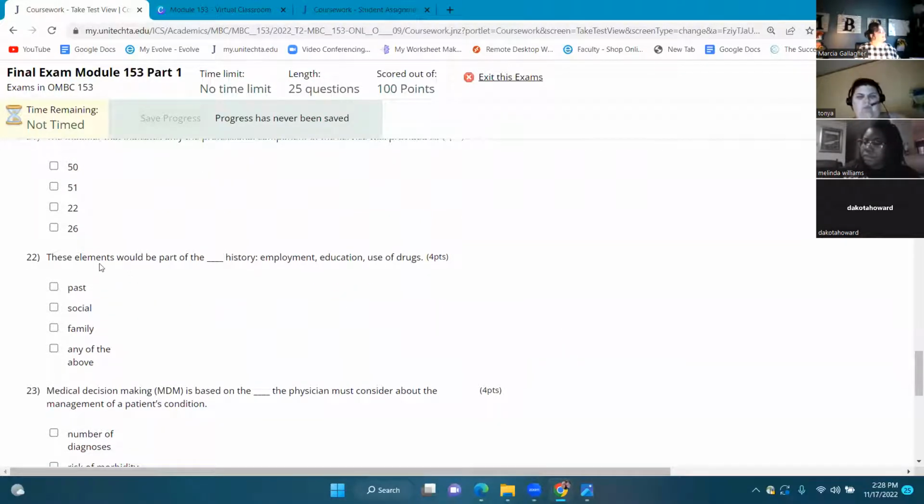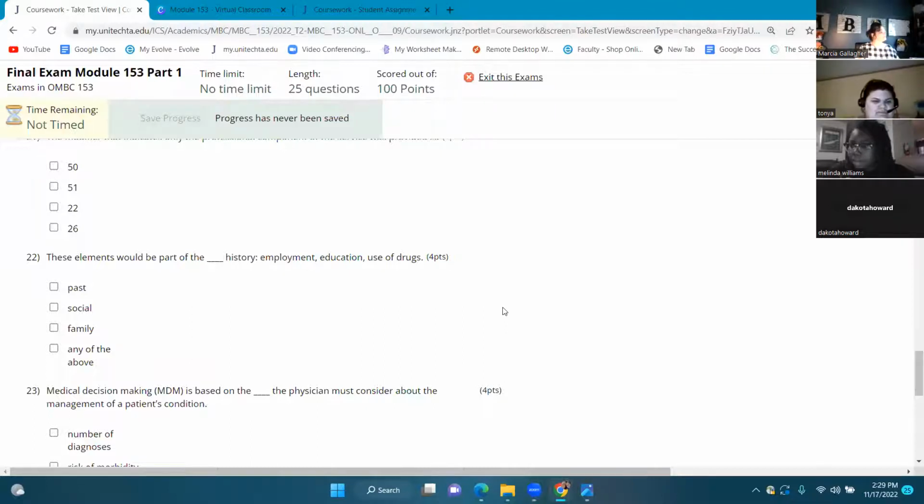These elements would be part of the blank: history, employment, education, and use of drugs. So it's all of the above. Social. Yes, it is social. Your employment, your education, and the use of drugs is all social.